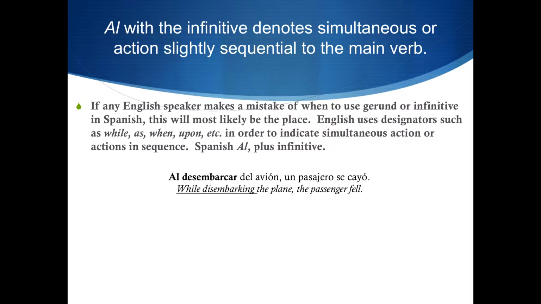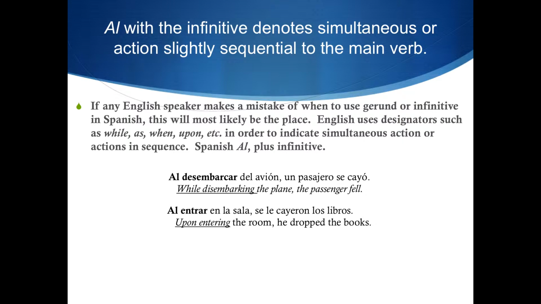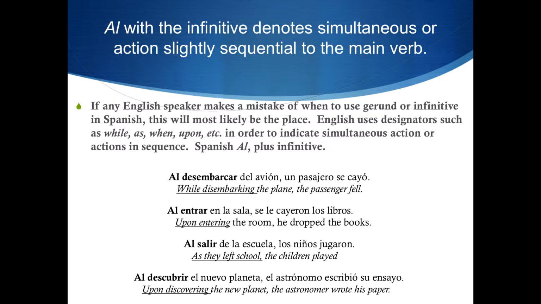Al desembarcar del avión, un pasajero se cayó. While desembarking the plane, the passenger fell. Al entrar en la sala, se le cayeron los libros. Upon entering the room, he dropped the books. Al salir de la escuela, los niños jugaron. As they left school, the children played. Al descubrir el nuevo planeta, el astrónomo reescribió su ensayo. Upon discovering the new planet, the astronomer wrote his paper.